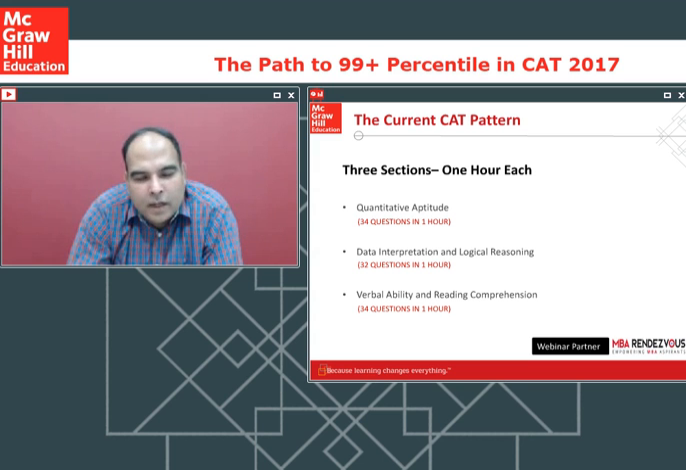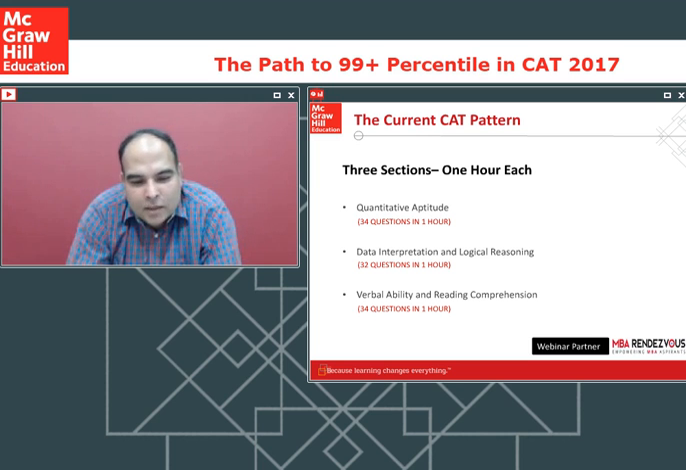As you know, the 3 sections you can see here: quantitative aptitude has 34 questions in 1 hour, totally taking care of 100 marks. Data interpretation and logical reasoning has 32 questions in 1 hour, and verbal ability and reading comprehension has 34 questions in 1 hour. This has been the standard pattern for the last 3 years of the CAT.